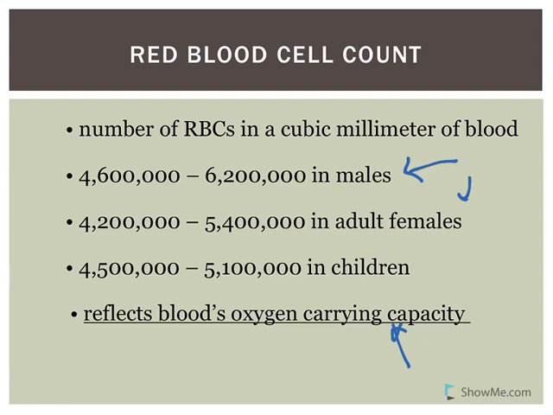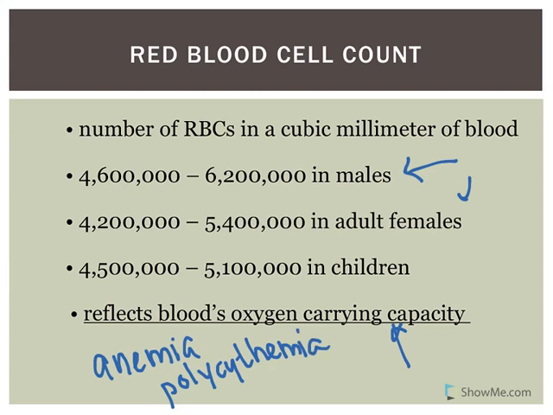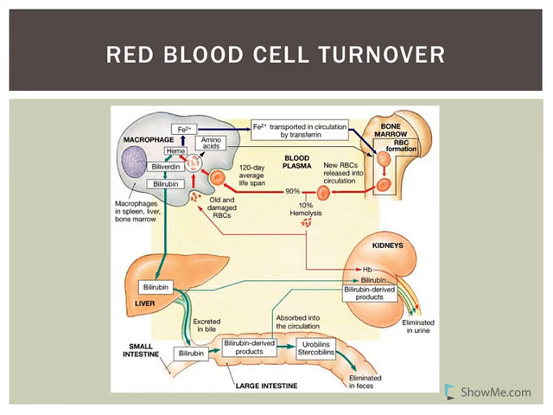Someone with anemia would have a low red blood cell count. Someone with polycythemia would have a high red blood cell count. Now, polycythemia does not mean they've got more oxygen carrying capacity. Unfortunately, with polycythemia, they have high production of red blood cells, but they're not functional, they're not mature. So that leads us into looking at the red blood cell production and turnover.